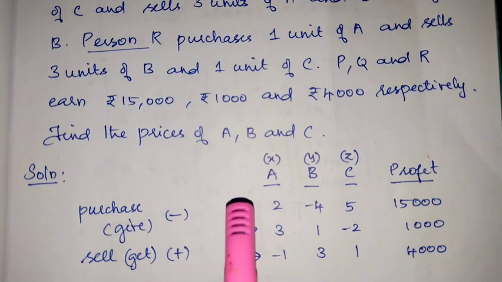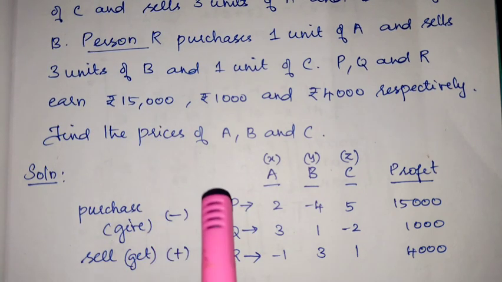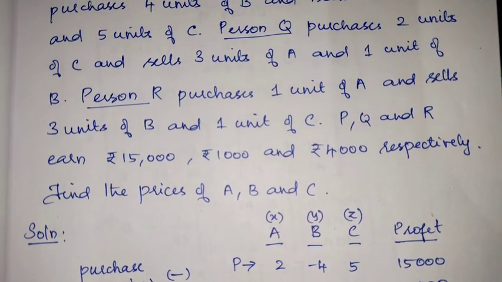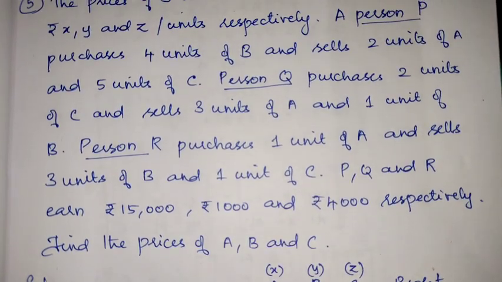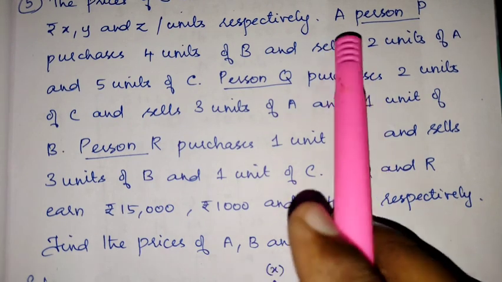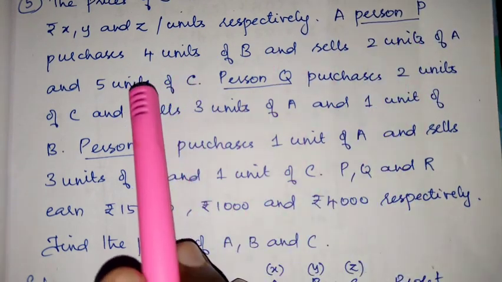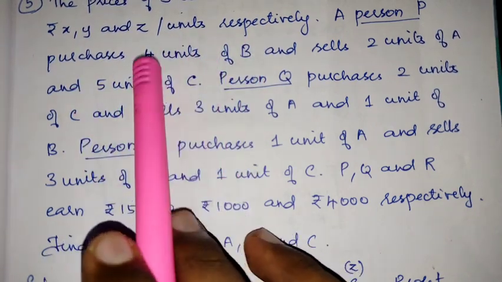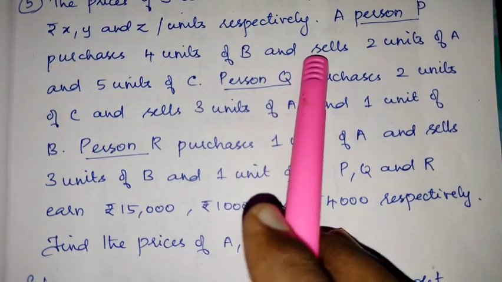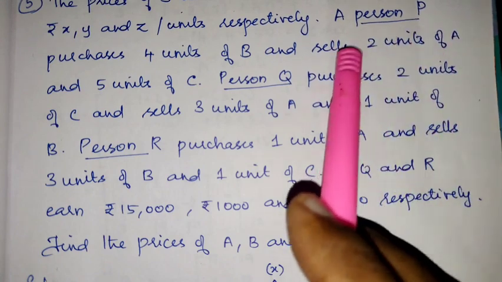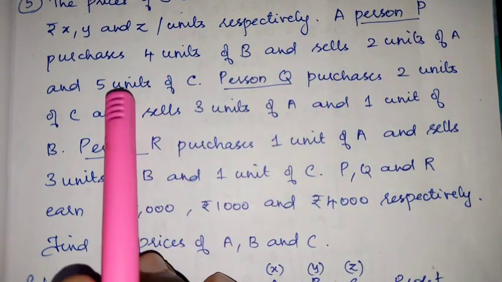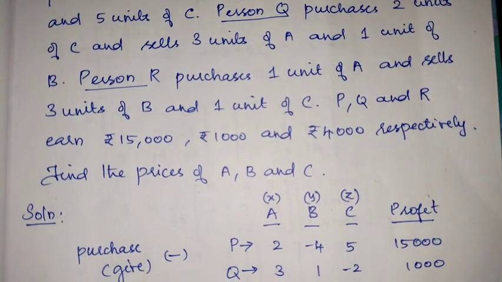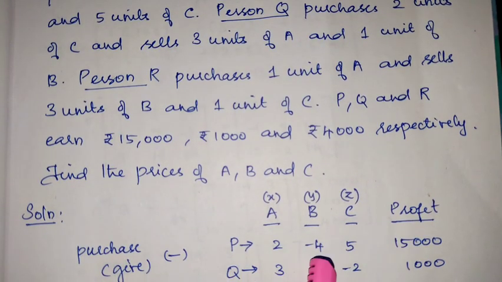So person P, from the question, person P purchases 4 units of B, purchase, so B should be minus 4, and sells 2 units of A so should be plus 2, and C should be plus 5. Can you understand? I'll show you that. See here, 2, minus 4 and 5.